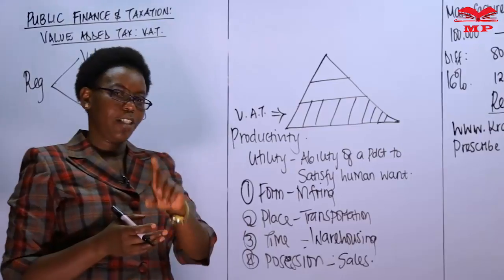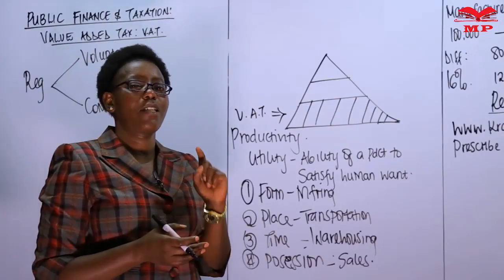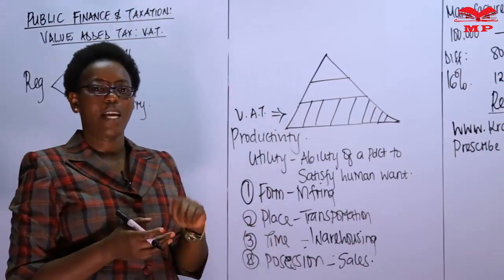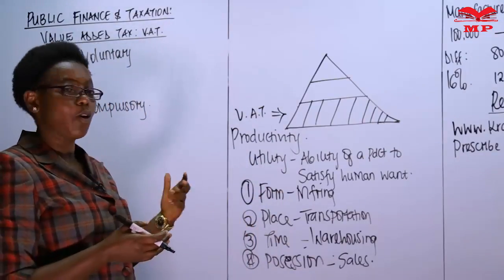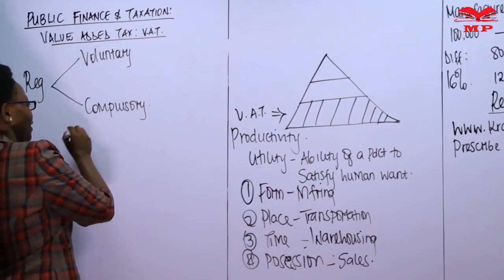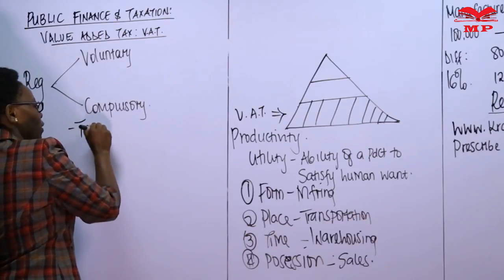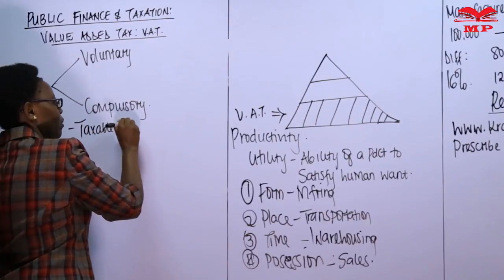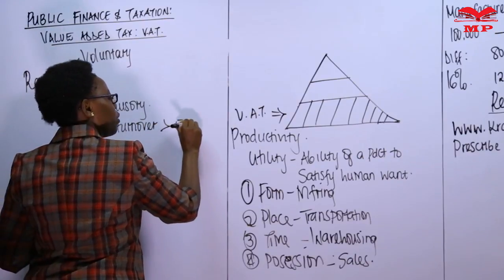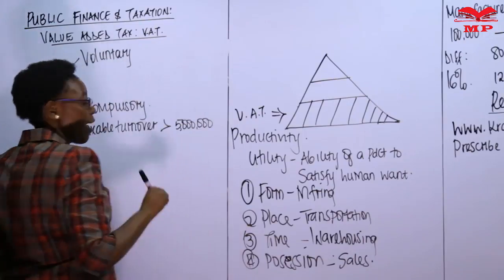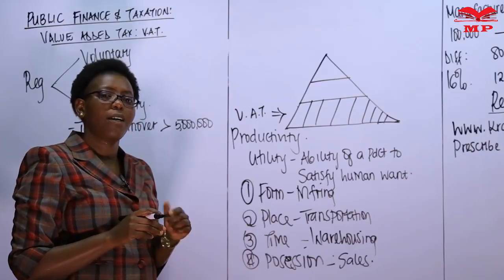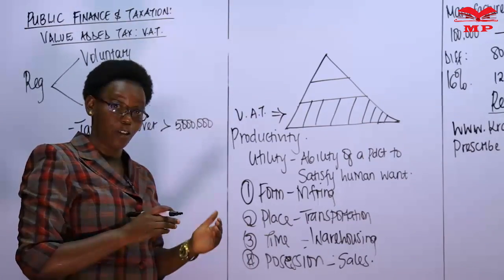Then, upon reaching the 5 million mark, the threshold turnover, you shall apply for registration within 30 days of getting the threshold turnover. That is what you're calling compulsory registration. So you register within 30 days when your taxable turnover exceeds 5 million shillings currently, or when you're expecting to make supplies that are worth that much.